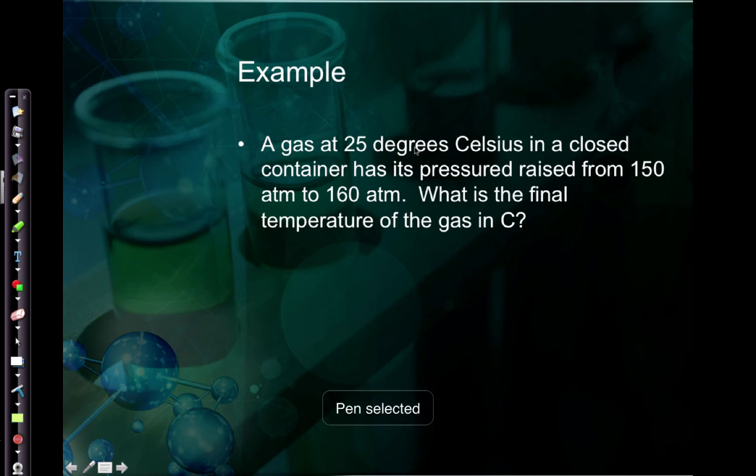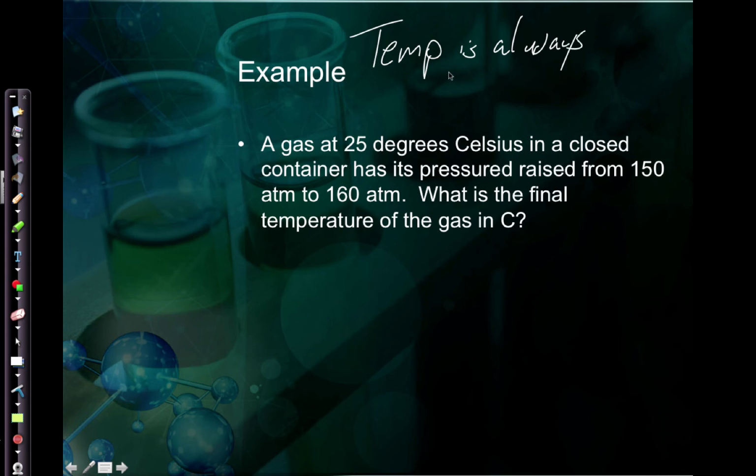Okay, this is something you probably need to write down if you haven't written this down or you don't remember this. When we're dealing with gases, temperature is always in Kelvin. You have to have it in Kelvin, otherwise it's not going to work. Kelvin does not have a negative value, so that means you can use it for gas laws.